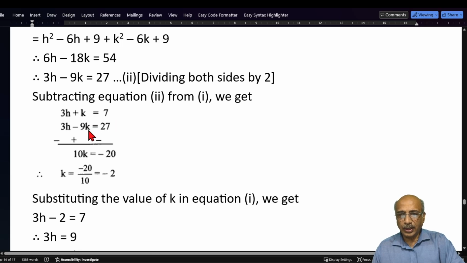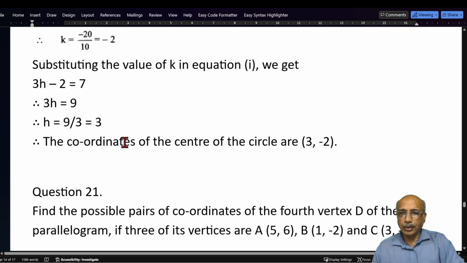Subtract: 3h minus 9k equals 27. You will get 10k equals minus 20. Therefore, k equals minus 2. Substituting the value of k in equation 1, we get 3h minus 2 equals 7.